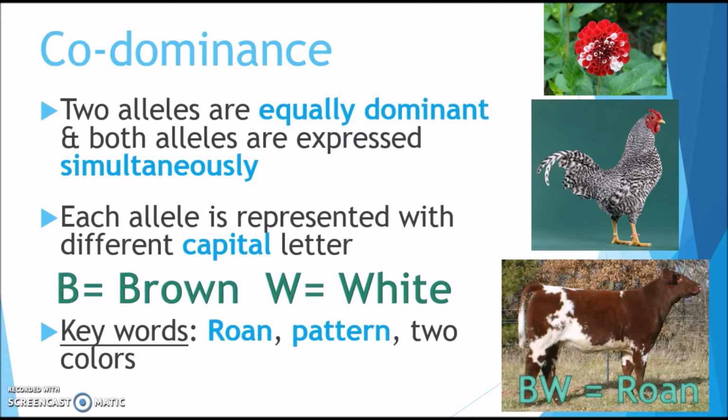So when you see a problem that mentions a heterozygous individual being roan or having a pattern, or maybe it doesn't say roan, maybe it doesn't say a pattern, but maybe it talks about two different colors, like a black and white chicken, that is an example of a codominant problem. And this chicken is BW, not for brown and white, but for black and white. And so the flower up here is red and white. Its genotype would be RW, for red and white.